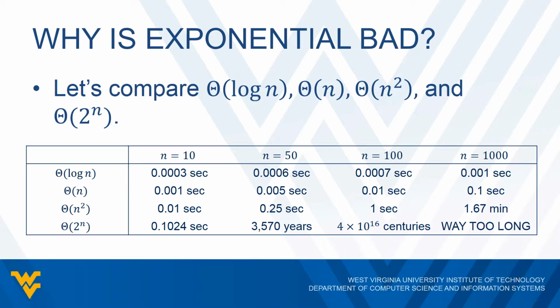When n is 100, it's going to take 4 times 10 to the 16th power centuries. So no one's going to be around long enough to solve that. And then when n is 1,000, just don't bother even trying. That number is way too high to compute. We don't even want to try it. It just takes way too long. So what we're saying here is 2 power n grows way too fast when n increases, and there's just no way that we can do this.